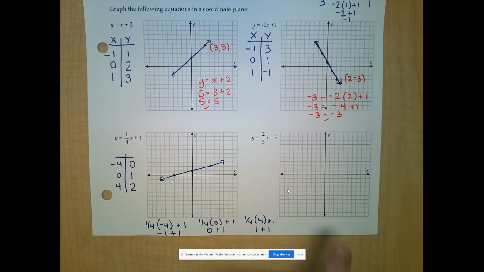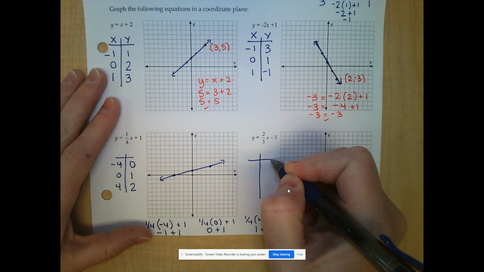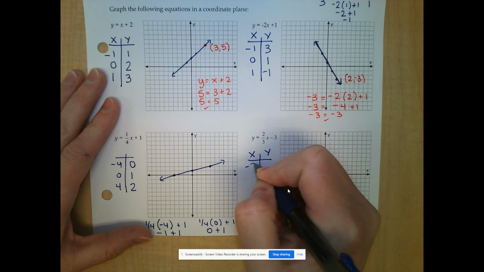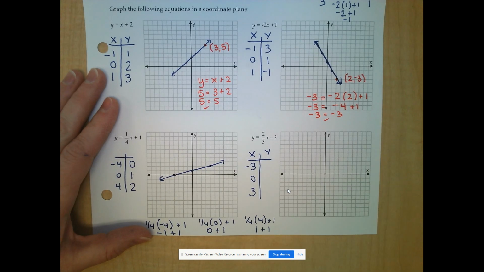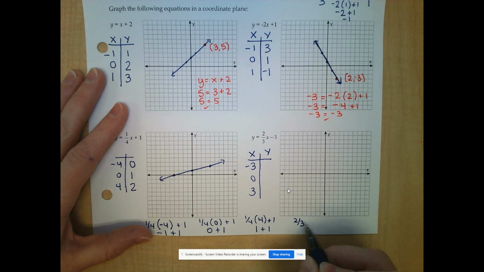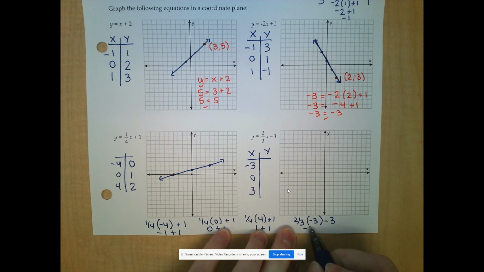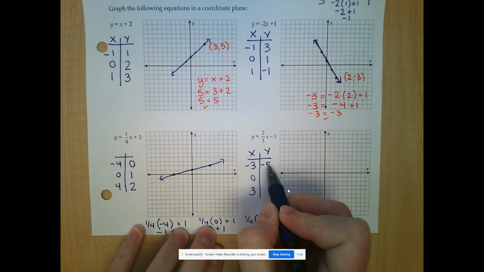So if you see the last one on the bottom right, I'm going to do the same thing. This is 2/3. So I want to pick numbers that are easy to divide by 3 since the denominator is 3. So when I pick my x values, I'm going to pick -3, 0, and +3. So what's really happening is 2/3 times -3, and then I'm going to take away 3. So the 3 here that I'm multiplying by and the 3 in the denominator, they cancel. So I'm going to get -2 minus 3, which is -5.